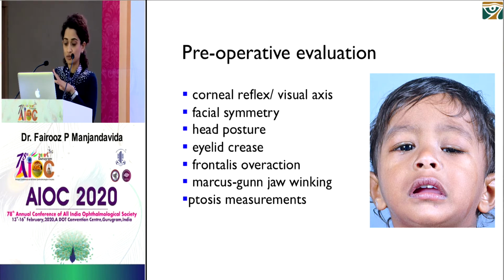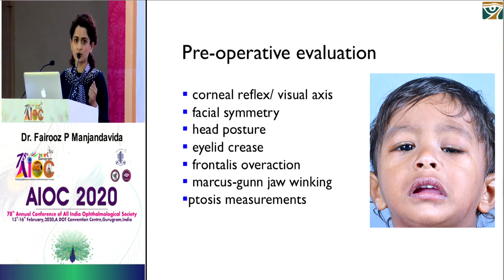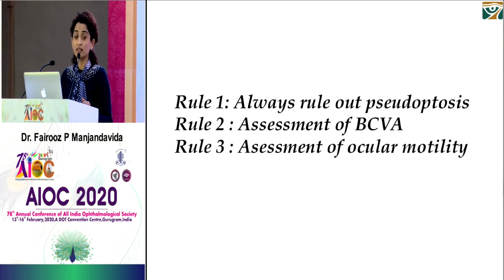You have to look at many, many things: facial asymmetry, head posture, eyelid crease. Frontalis overaction is very, very important again in severe congenital ptosis if you're planning for a frontalis sling. Marcus Gunn jaw-winking phenomenon already covered, and of course the ptosis measurements, I'm sure it has been covered in the morning. So there are 3 rules that I never forget.